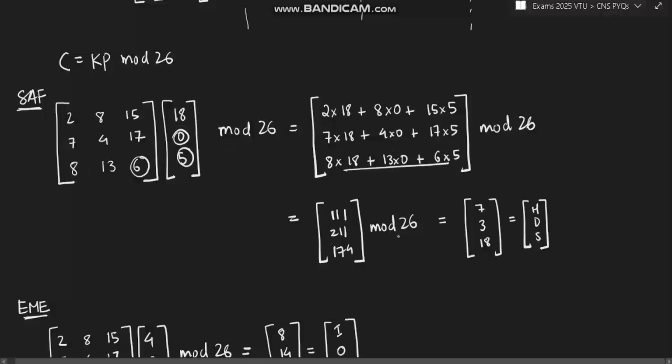Do mod 26. You know what is mod 26? Mod 26 means you will be dividing 111 by 26. Once you do that, the remainder you get, you have to write here. Then convert the number you have here into the letter equivalent. You will get a letter here. Do the same for the other two and you will get two more letters. Therefore the encryption for SAF is HDS. Okay, that would be the conclusion.